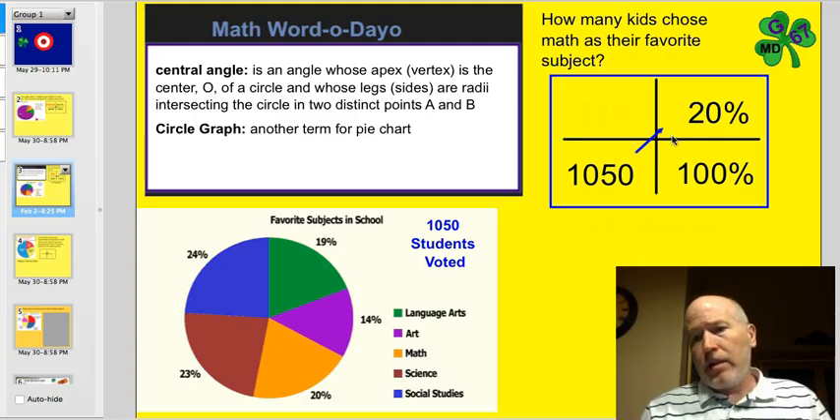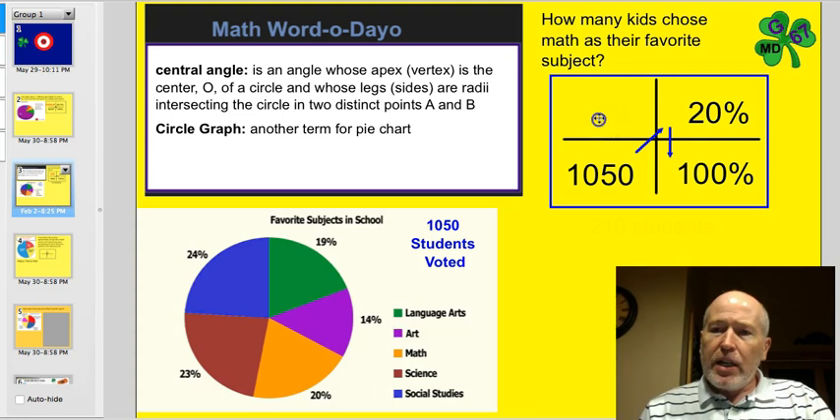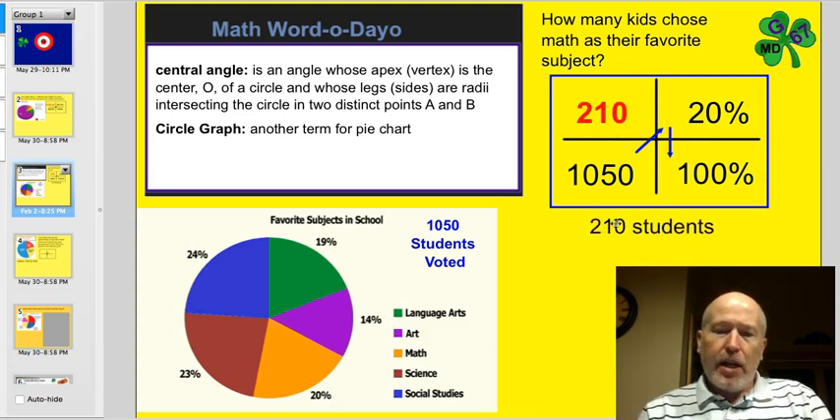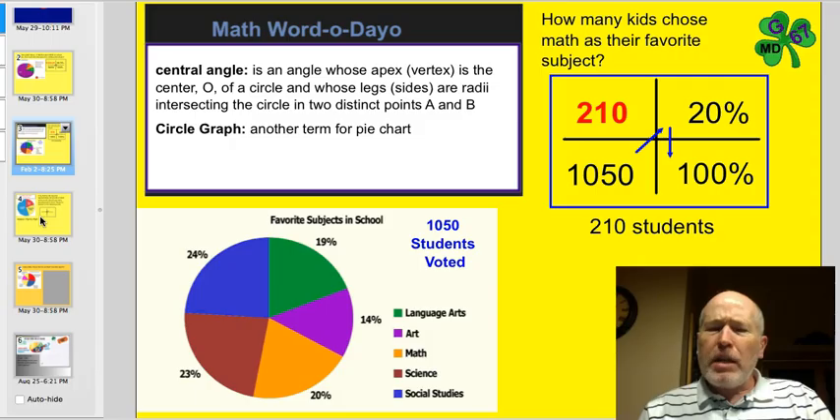And if I do that, I've got to find it here. There it is. There's an arrow there someplace. There it is. Multiply diagonally 1,050 times 20%. Divide by 100. I find out that that's 210 kids. 210 really smart kids who chose math as their favorite subject. All right, let's take a look at another situation here.